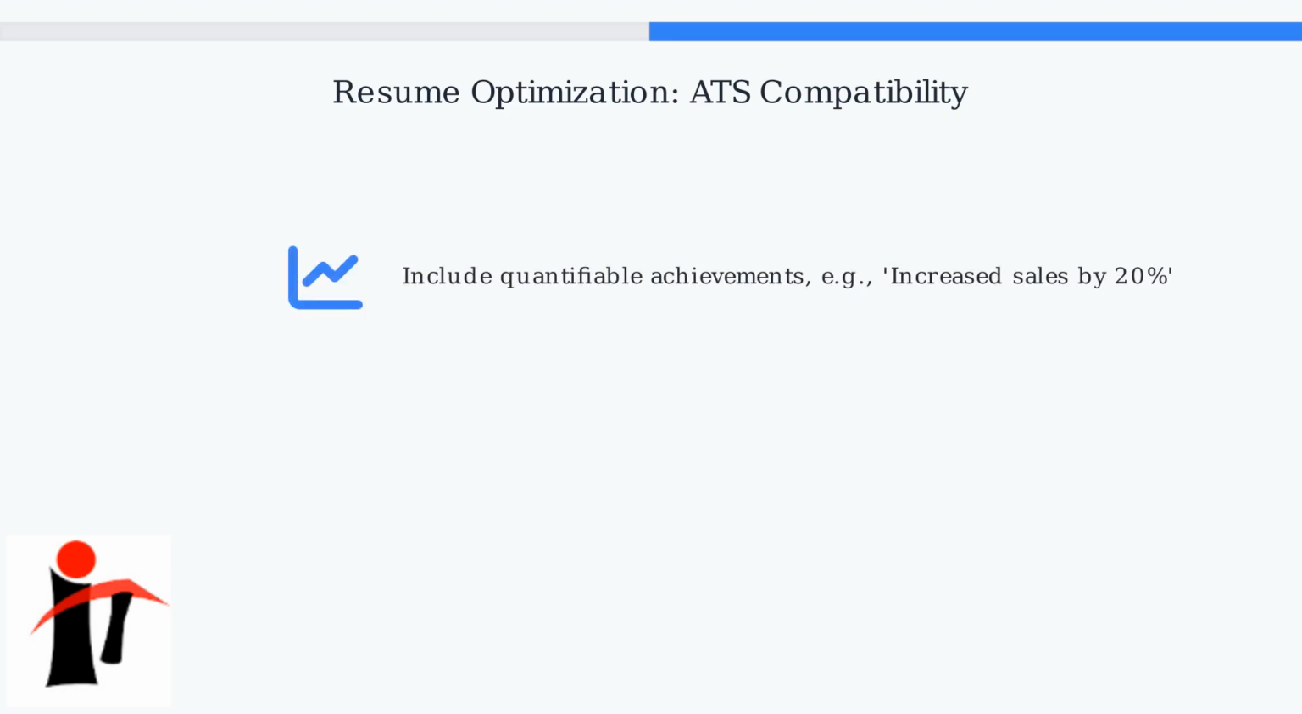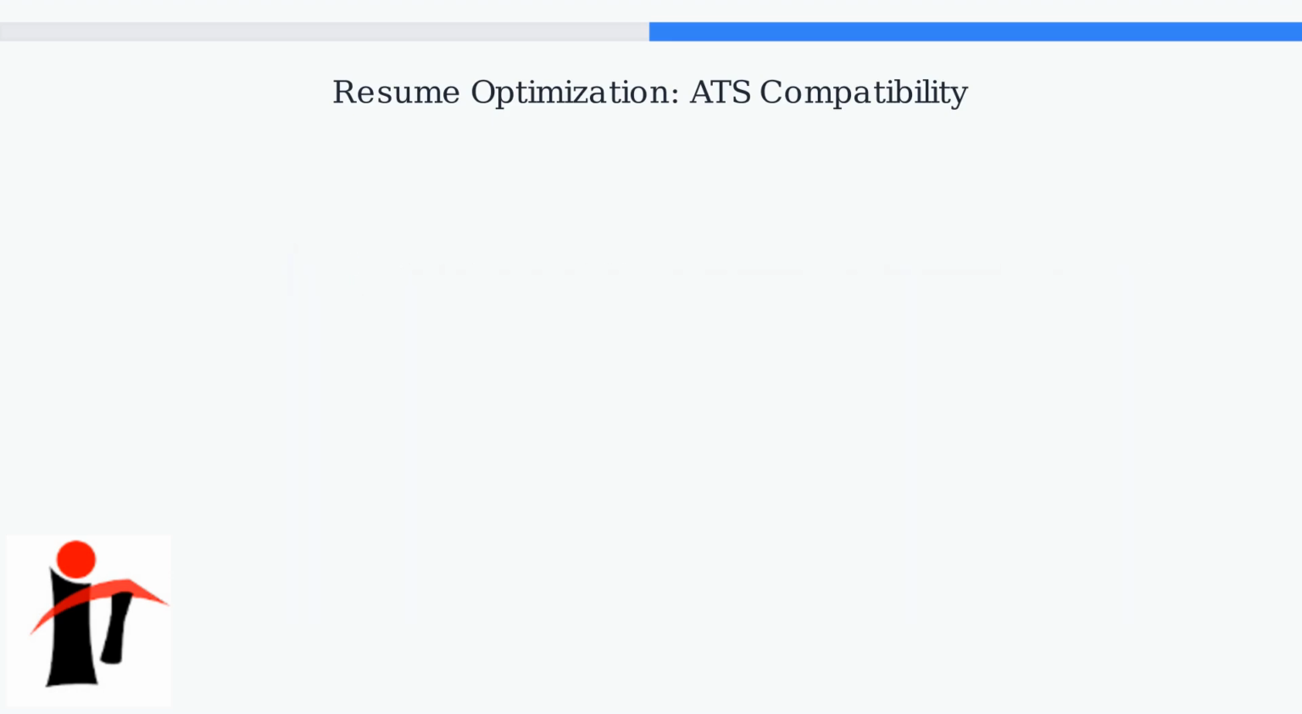Include quantifiable achievements in your resume. Instead of just listing duties, show results like increased sales by 20% to demonstrate your impact. Upload your resume in PDF or Word format. These formats are most compatible with ATS systems and preserve your formatting.